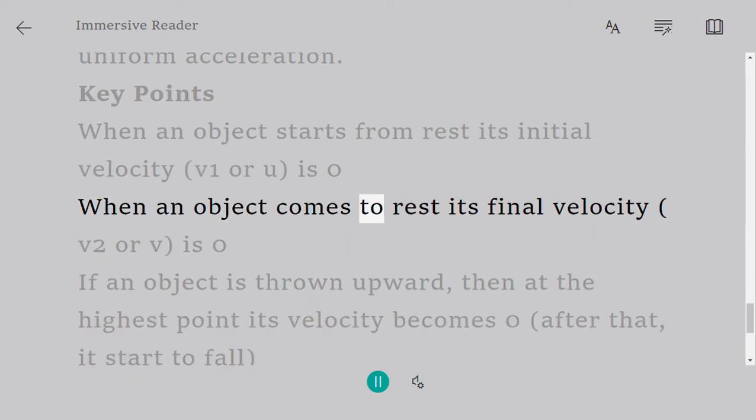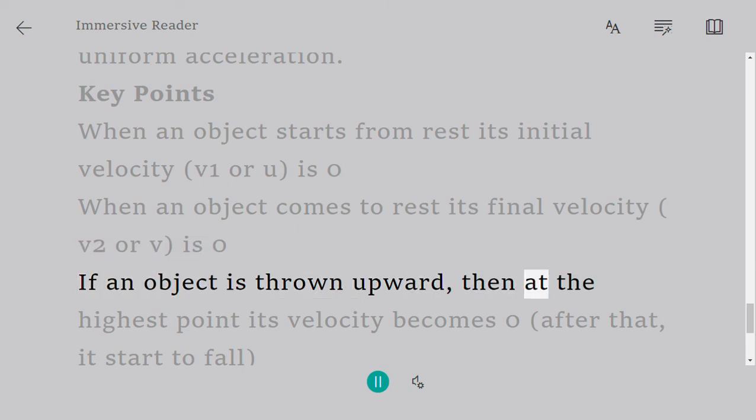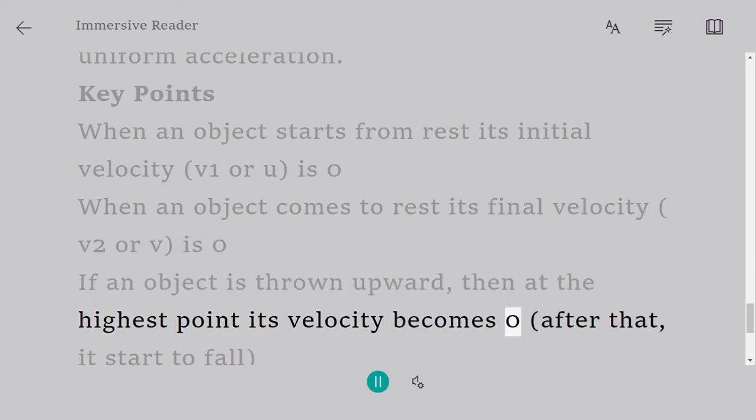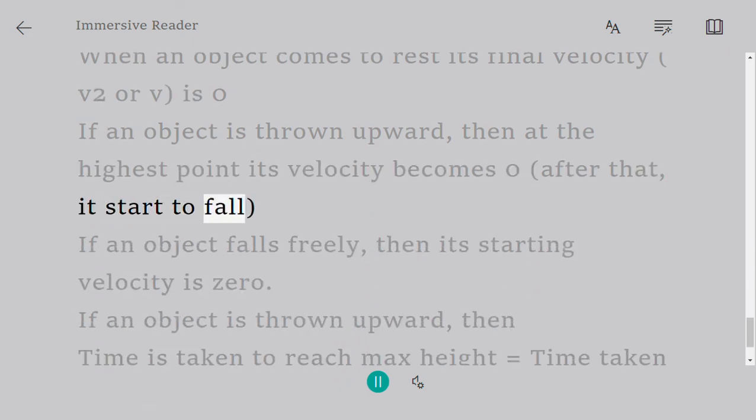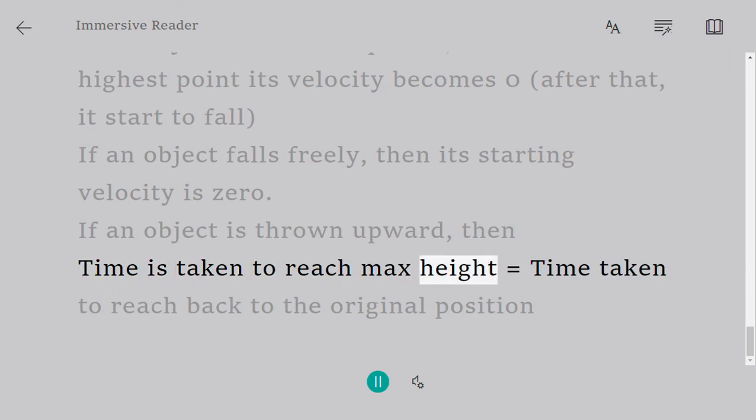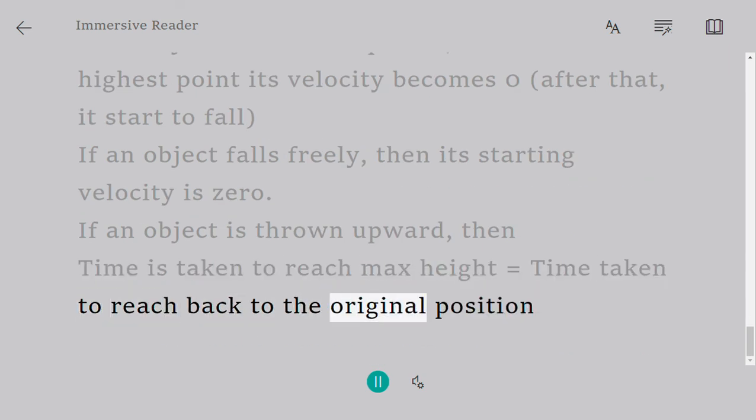Key points. When an object starts from rest its initial velocity, v1 or u, is 0. When an object comes to rest its final velocity, v2 or v, is 0. If an object is thrown upward, then at the highest point its velocity becomes 0, after that, it starts to fall. If an object falls freely, then its starting velocity is 0. If an object is thrown upward, then time taken to reach max height equals time taken to reach back to the original position.